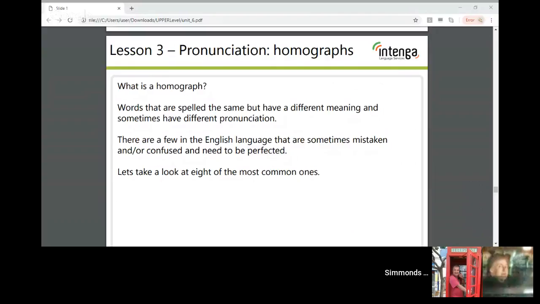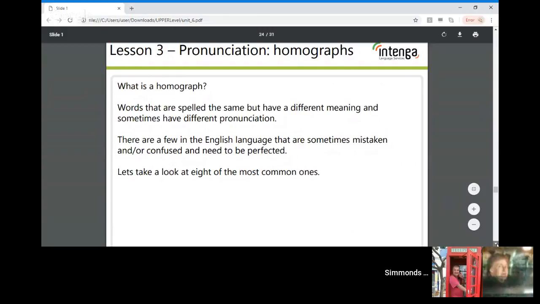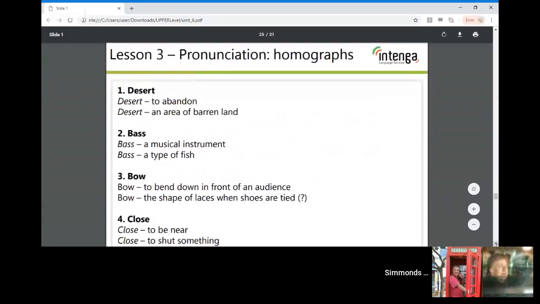Okay? So what is a homograph? It's words that are spelled the same but have a different meaning and sometimes have a different pronunciation. Okay? So there are a few in the English language that are sometimes mistaken or confused and need to be perfected. So let's take a look at 8 of the most common ones. All right, so we'll look at these first, and then I'm sure we'll have more that we can talk about. So moving down to the next one. Okay, these are confusing. All right, what is this word?